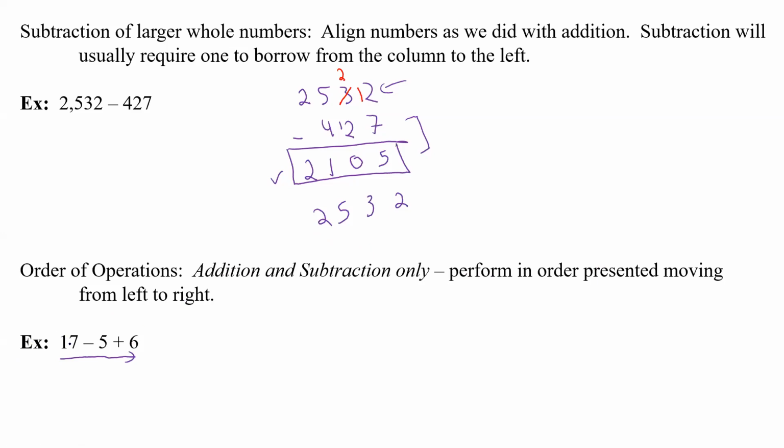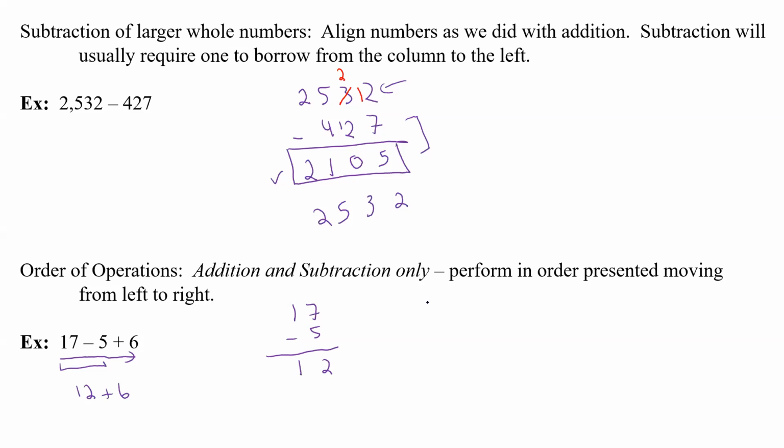So this says 17 minus 5 plus 6. The first thing we're going to do is take 17 and subtract 5 off. Here we don't have to borrow. 7 minus 5, that's 2. 1 minus 0 is 1, and we get 12. So then this part is now 12, and we still have plus 6.